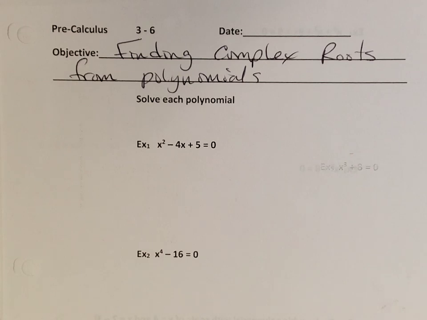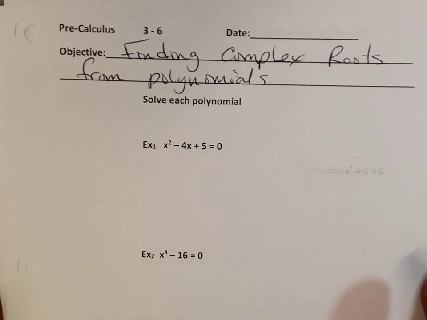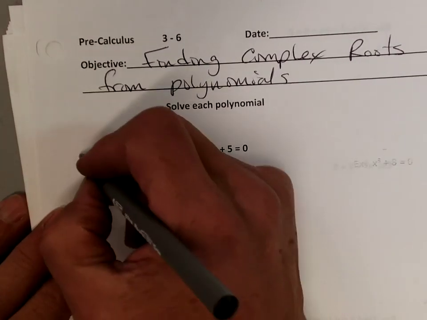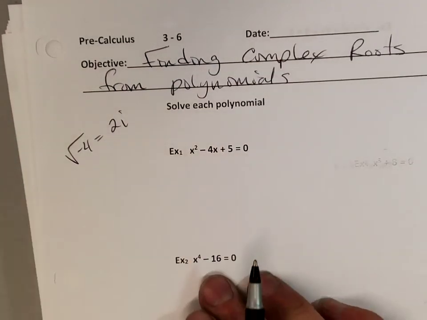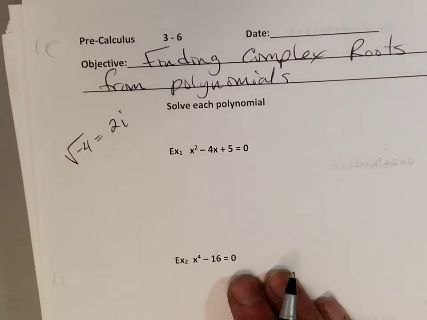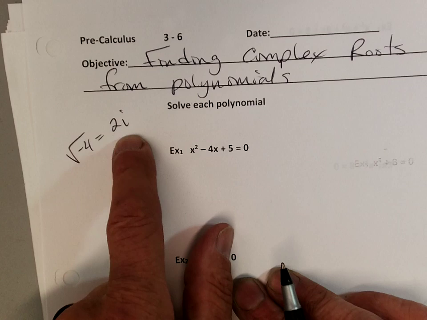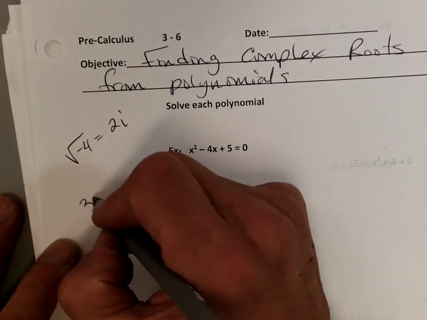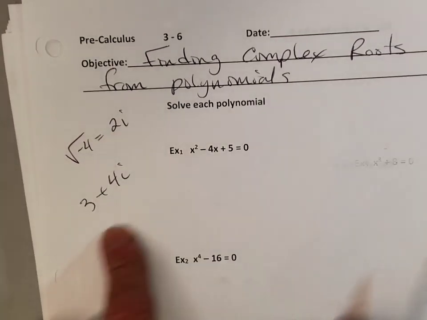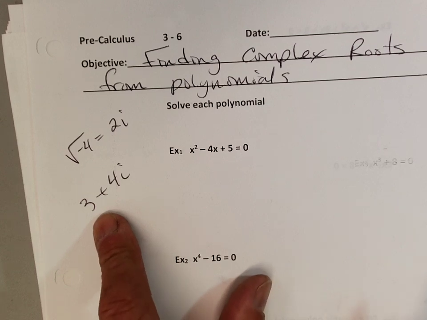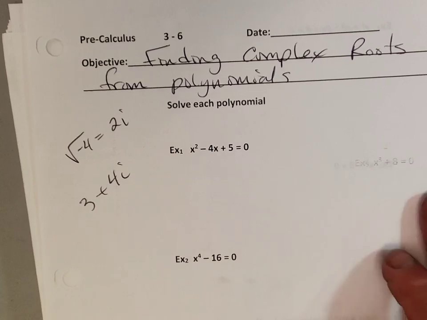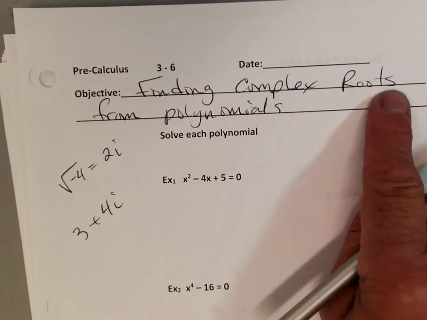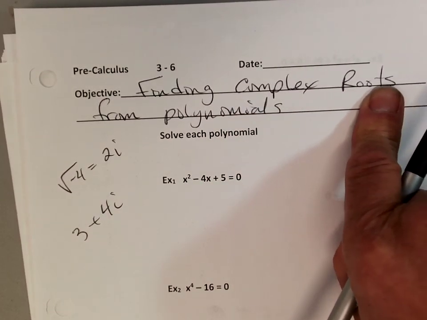Did we do this Monday before? No, we did this last week. Real quick review. Imaginary numbers, for instance, the square root of -4 is going to be 2i. That's an imaginary number, correct? If I had a number like 3 plus 4i, that's a complex number. It's complex because you have a real plus an imaginary. So today, for finding complex roots, we're going to have answers that have i in them, okay?